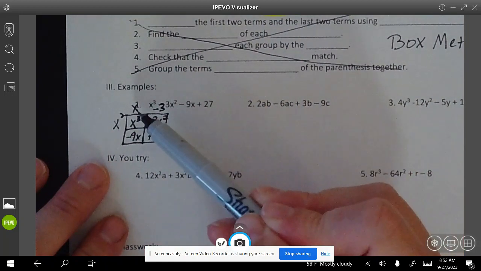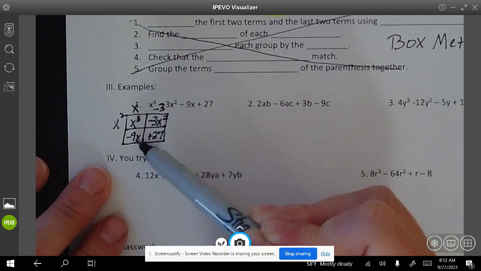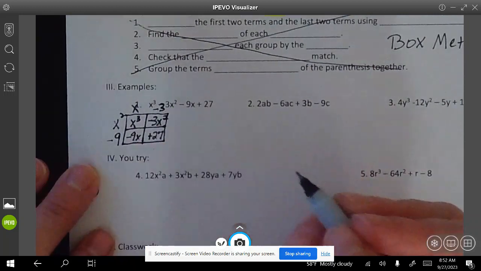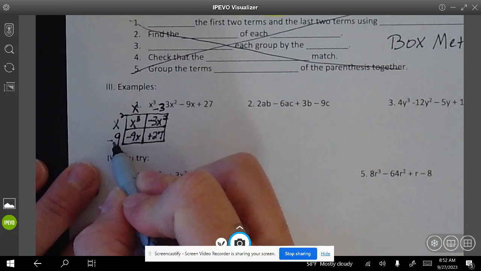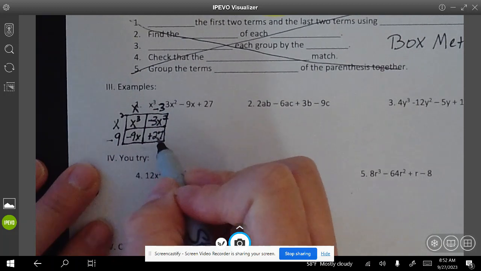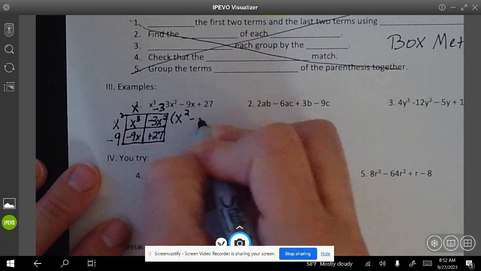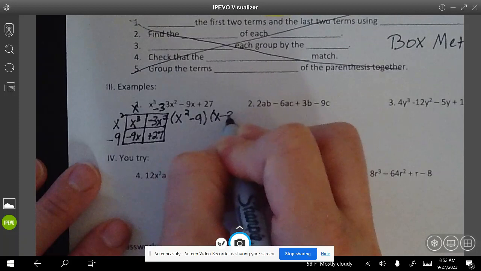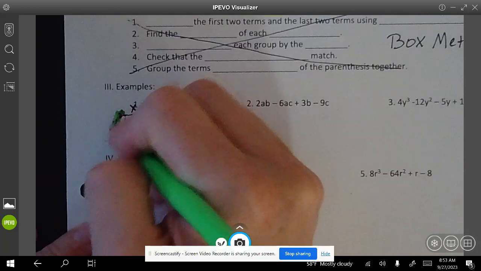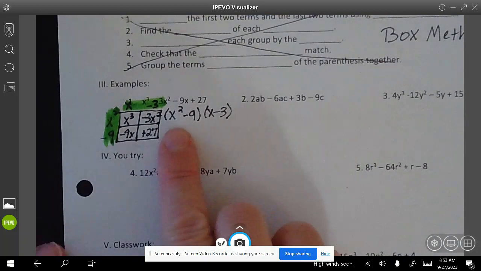Then what do I multiply by x? Notice I've switched to this one up here because I'm trying to get this negative 9x this time. So what do I multiply by x to get negative 9x? Well, that is negative 9. And then check, is negative 9 times negative 3 equal to a positive 27? And it is. So that means I've done everything else correctly. So right now we have x squared minus 9 times x minus 3. And where I get that from is right here. What you came up with there is what you put inside your parentheses.